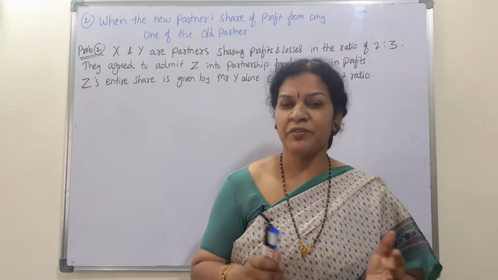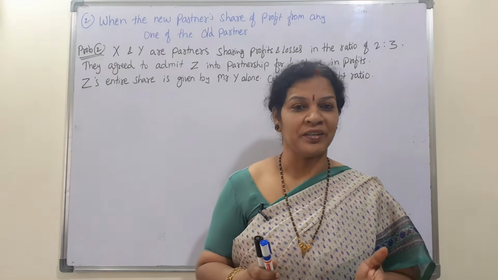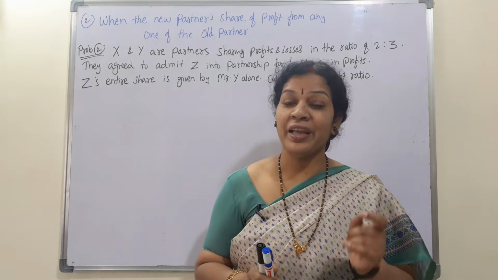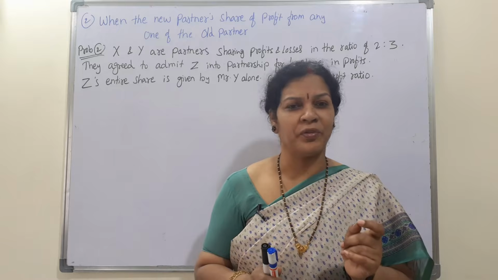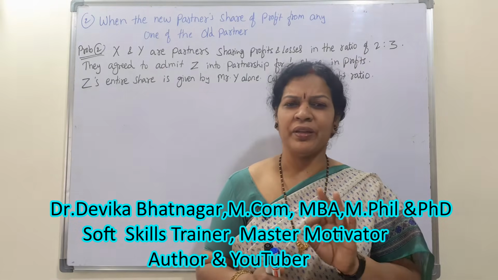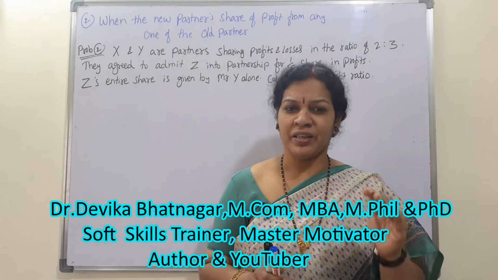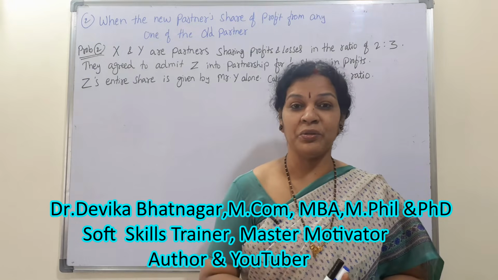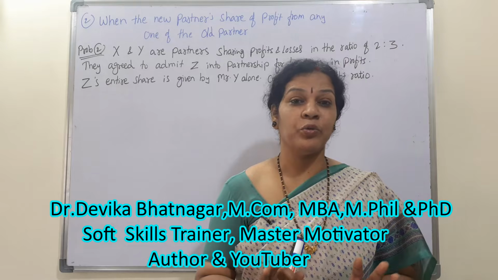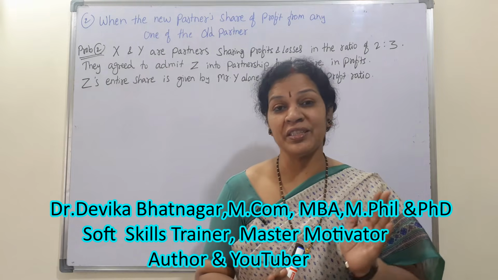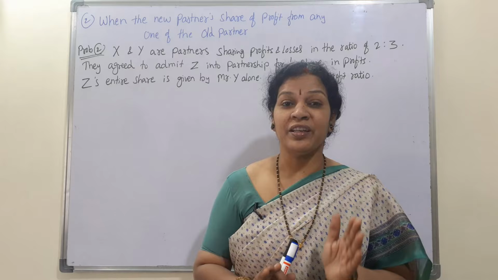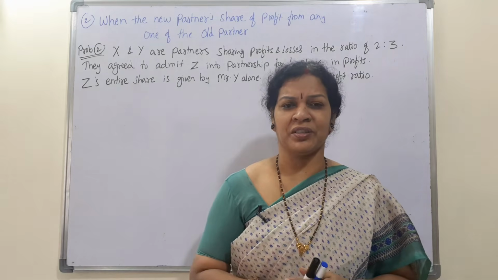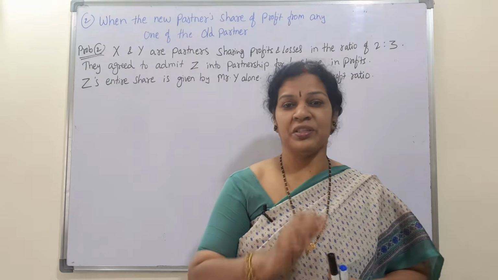Hello dear students, we are discussing admission of a partner. In the previous class we saw the introduction and also the calculation of profit sharing ratio when nothing is given, like A, B are partners and their sharing ratio, and how much is to be given to the new partner is given simply, and who is going to share, nothing is given. In such cases, how to calculate the profit sharing ratio, that we saw in the last class.